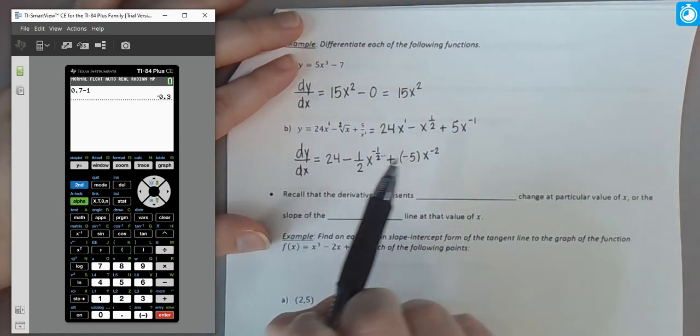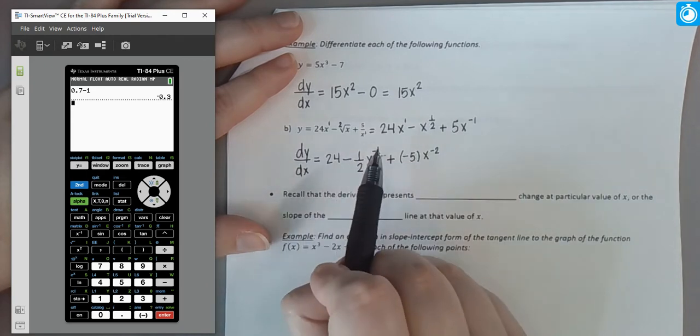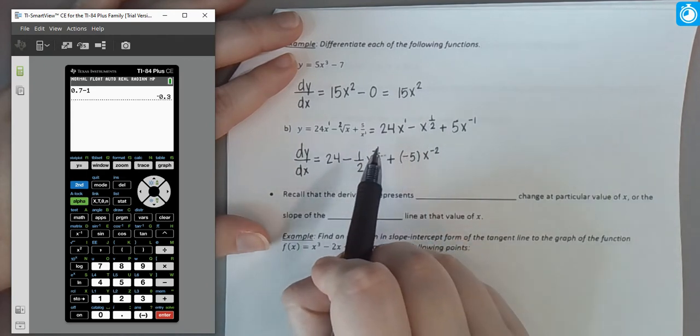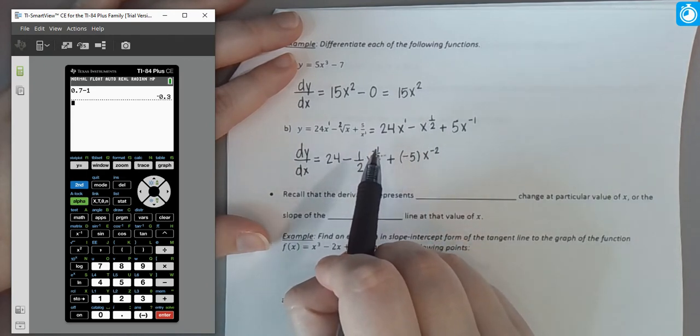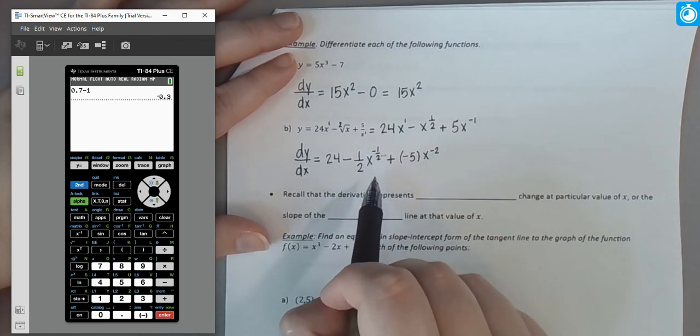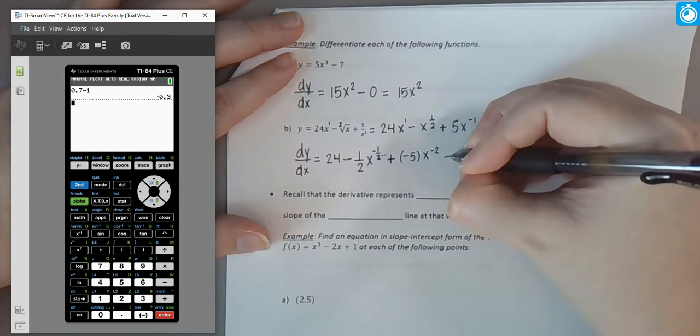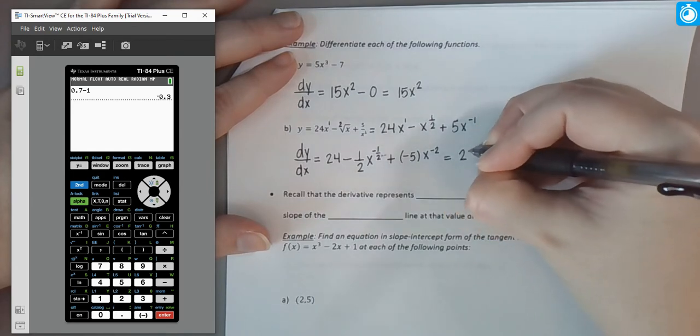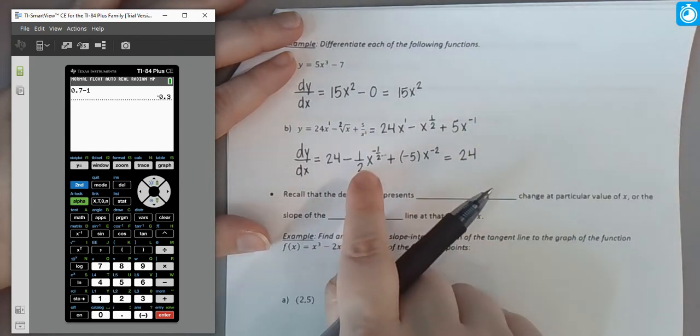All we have to do now is just clean this up. We don't want negative exponents. We want to avoid those. And then it looks like we've got a couple issues with the signs right there. We need to clean that up. So 24. Now let's look at this next one.